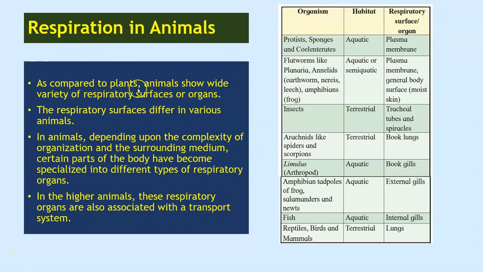Respiration in animals. As compared to plants, animals show a wide variety of respiratory surfaces or organs. The respiratory surfaces differ in various animals. In animals, depending upon the complexity of the organization and the surrounding medium, certain parts of the body have become specialized into different types of respiratory organs. In the higher animals, the respiratory organs are also associated with the transport system. Have a look at this list here. It shows you the organisms, the habitat in which they are found and the respiratory surfaces or the organs that they show. You can pause the video for a while and have a look at this chart.